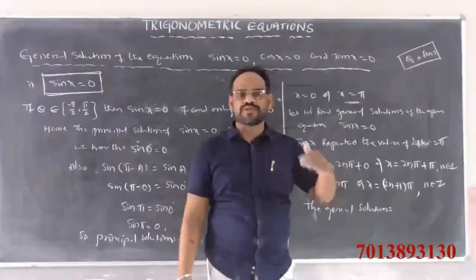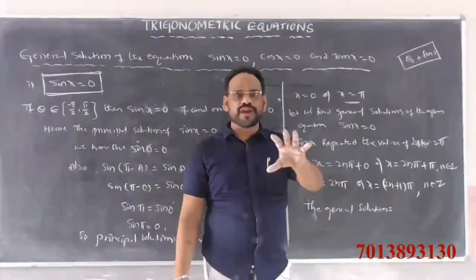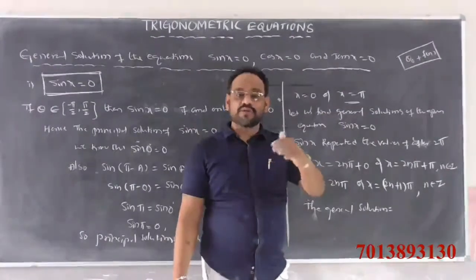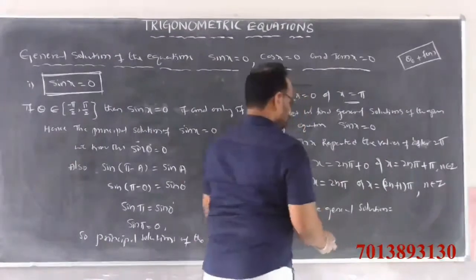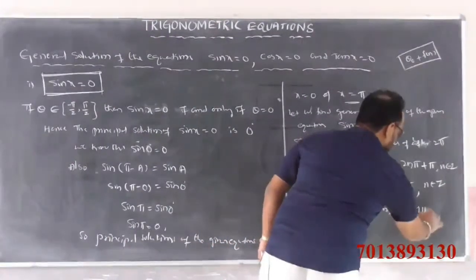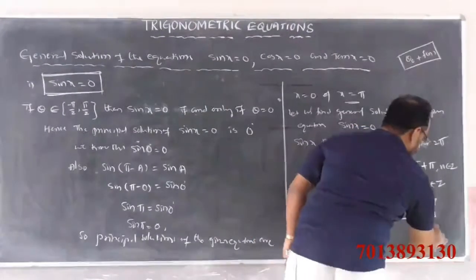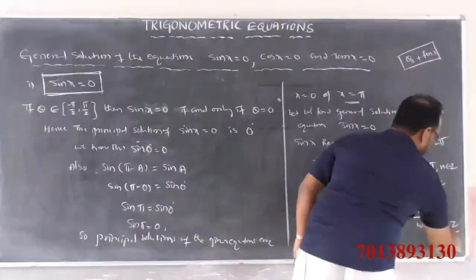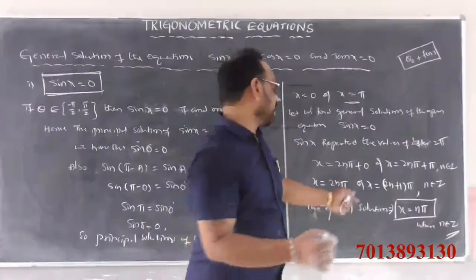For example, 2, 4, 6, 8 are even numbers. 1, 3, 5, 7. If you take the union, we get 1, 2, 3, 4, 5, 6. That is what n belongs to Z means. So we get the general solution: x equals n pi, where n belongs to Z.